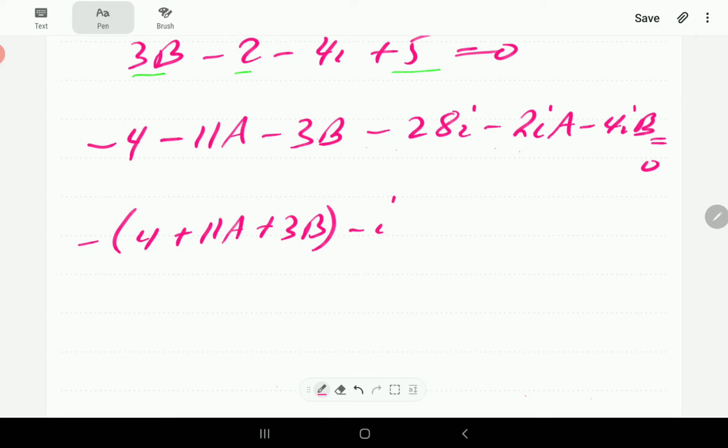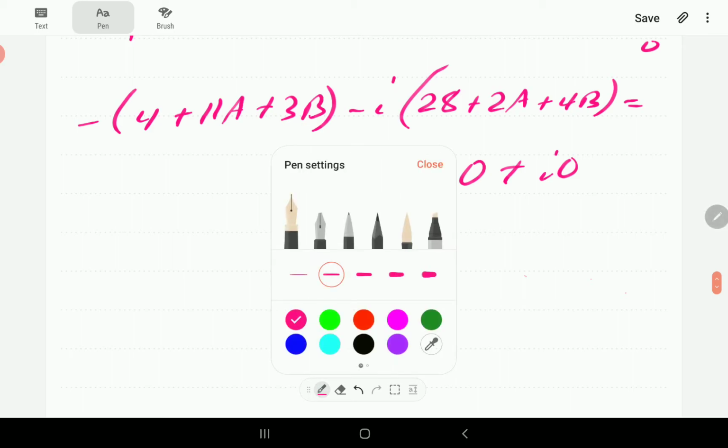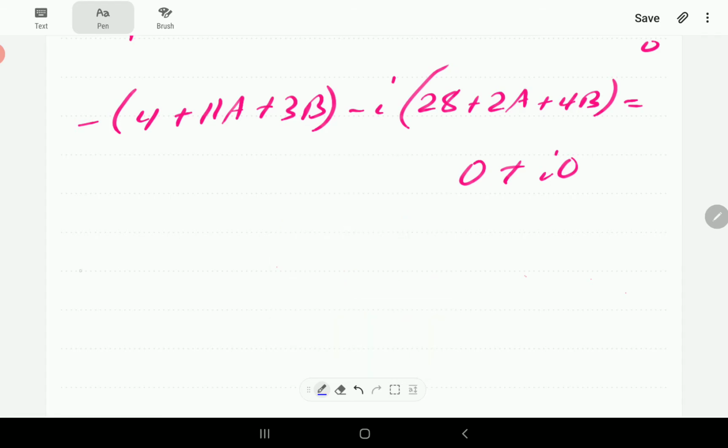Let's say minus i into 28 plus 2a plus 4b is equal to 0 on the right hand side. We're going to write this as 0 plus i times 0. What this is implying is that the real numbers on the left hand side must balance out the real numbers on the right hand side.